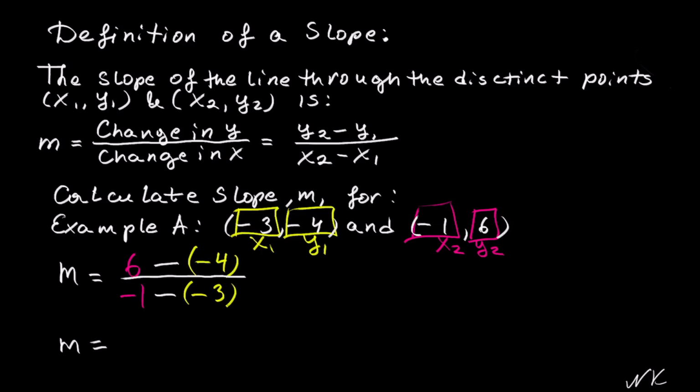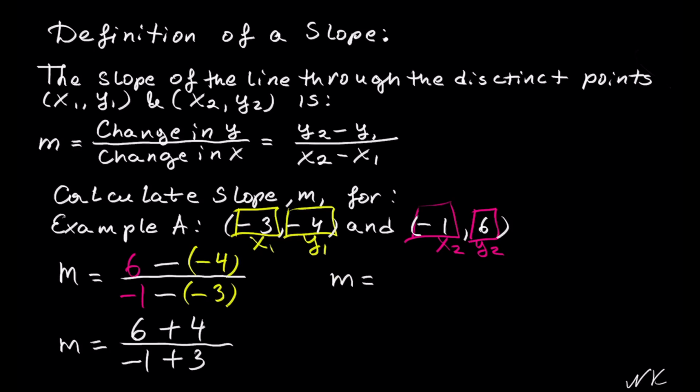So slope m is equal to, in the numerator we have 6 minus (-4). Negative times negative is a positive, so 6 plus 4. In the denominator we have -1 minus (-3). Negative times negative, we get plus 3, so -1 plus 3.